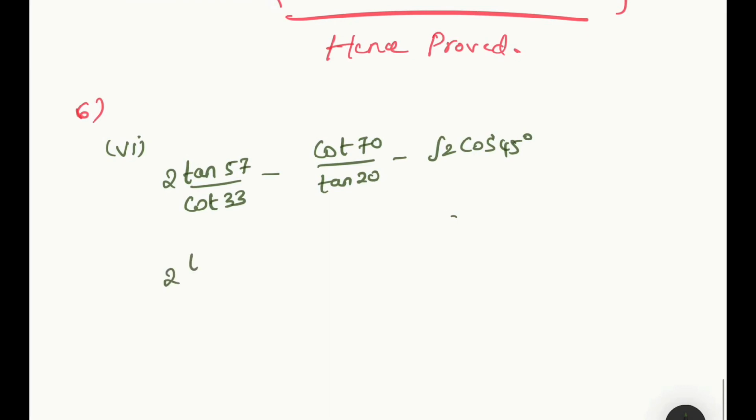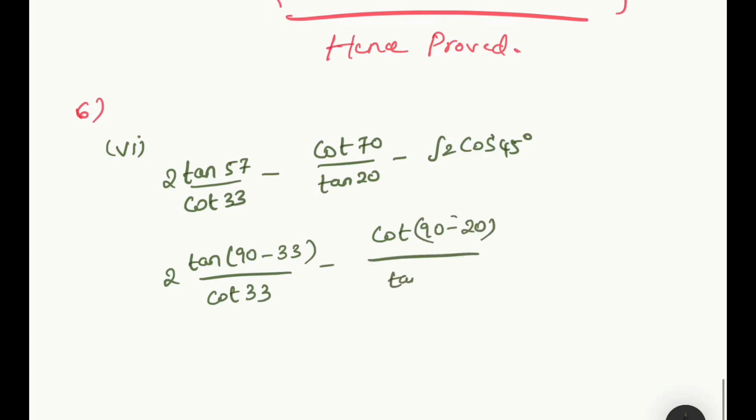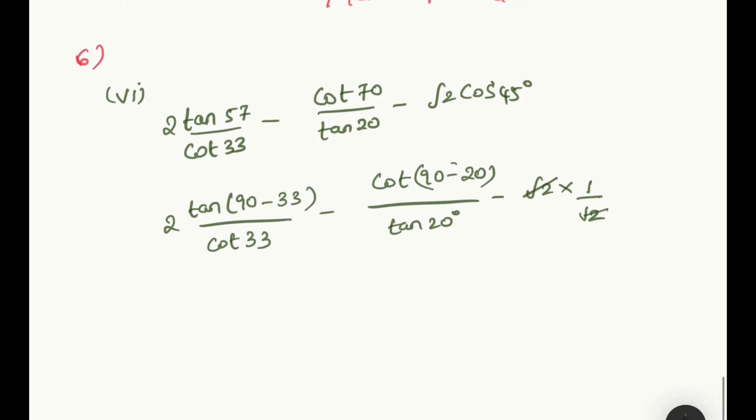So let us substitute now. 2 times tan 57 I am writing as tan(90 - 33) by cot 33 minus cot(90 - 20) by tan 20 minus root 2 into, what is cos 45? That is 1 by root 2. Okay, we have learned it in the previous chapter, right? So I can cancel this root 2 and root 2.